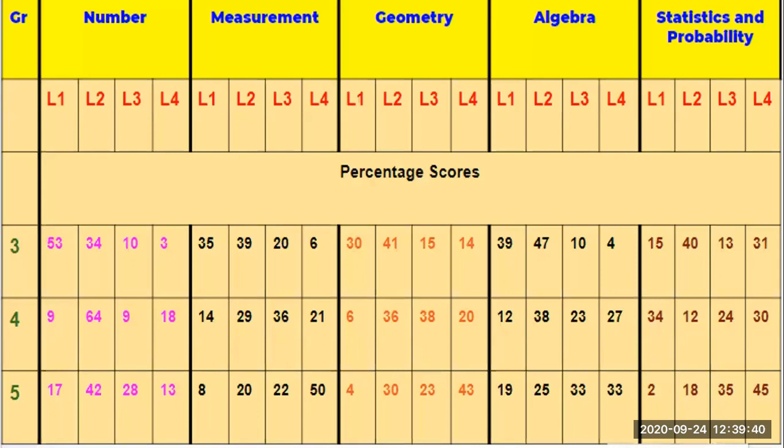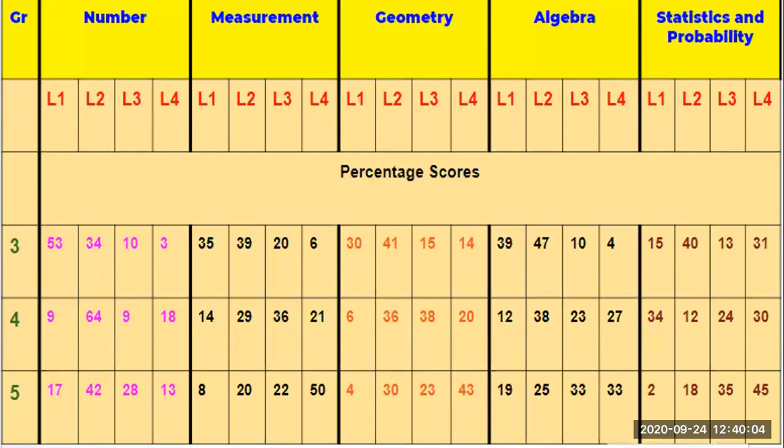So for example, what would poor data look like? Let us go to grade 3 under number strand. Look at the number strand at level 1. You are seeing 53% of the responses at level 1. This is a cause for great concern with this strand and with this grade, this number of students.